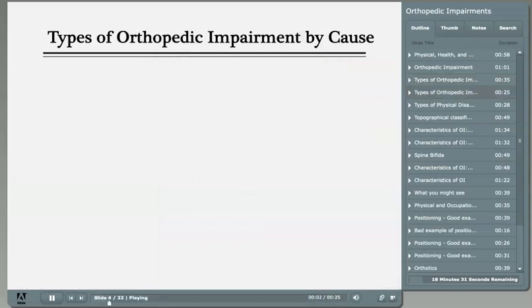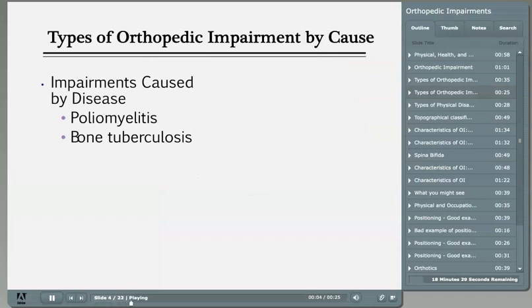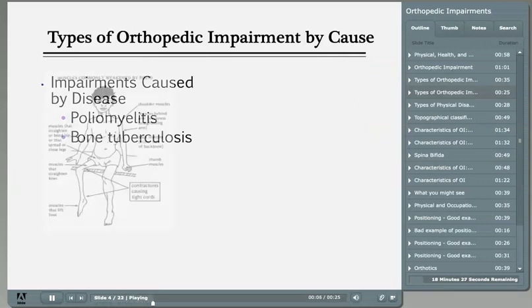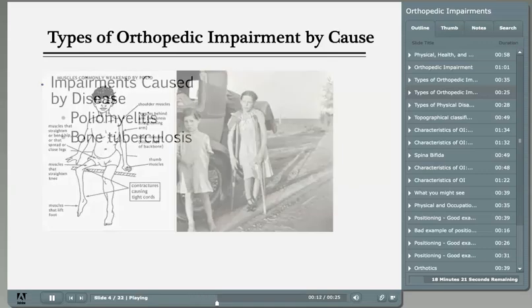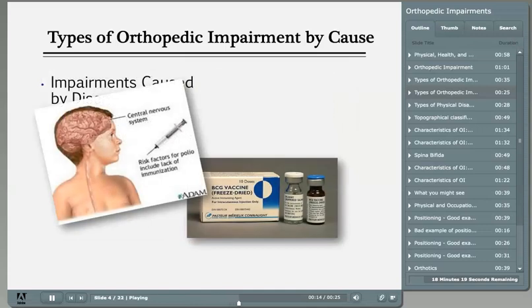Orthopedic impairments can also be caused by disease. Polio and bone tuberculosis are two examples of diseases that can cause orthopedic impairment. With advances in medicine, there are immunizations and treatments available for both diseases, and early prevention and treatment is key. However, if the conditions go untreated for too long, impairments will occur.